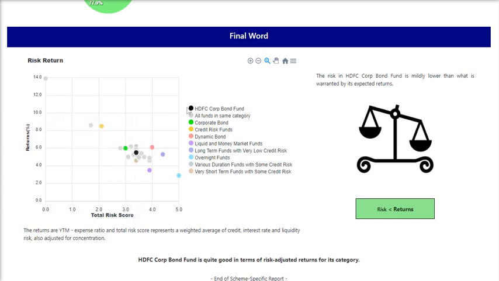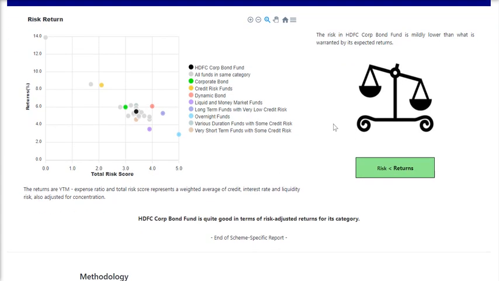The black dot is the fund on the total risk score and returns level. Risk score 0 is the worst, 5 is the best. And you see that gray dots are other funds in the same category, and other colored dots are other categories. So this is overnight funds, this is credit risk funds. And so that's the fair risk line, if you will. This is a comparison of its risks and returns. In this case, risk is mildly lower than what is warranted by its expected returns. Sometimes it's more, sometimes it's at par, or significantly higher or lower.